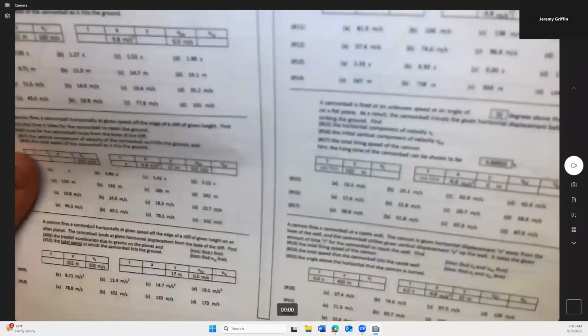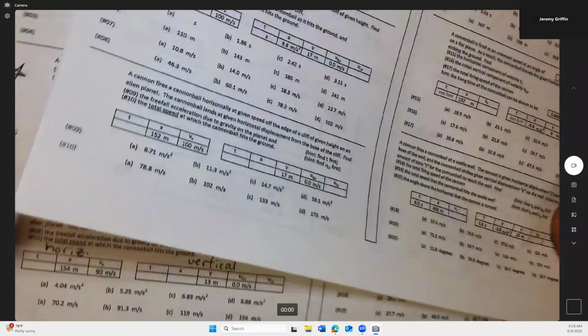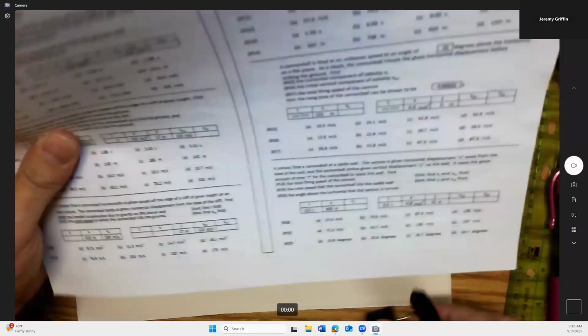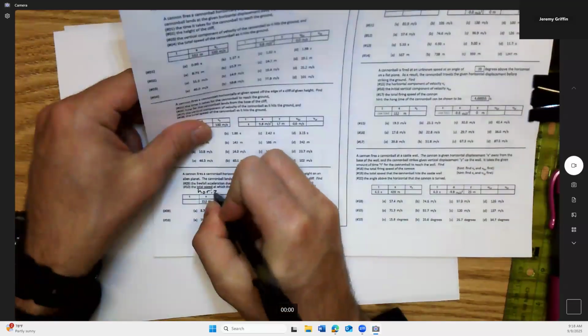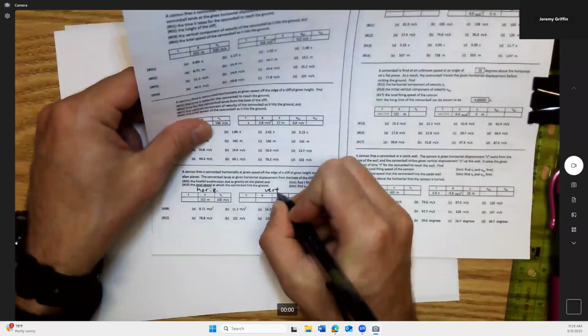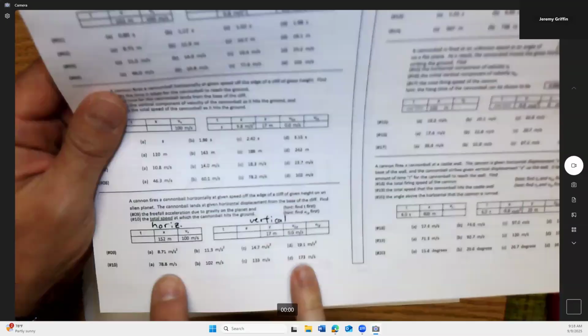Actually, I'm going to change it because you guys know I have lots of different versions. Let me find a completely new version. Have I used this one yet? Okay, all right, this one's brand new. So this is the horizontal information here. Here's the vertical information right here.